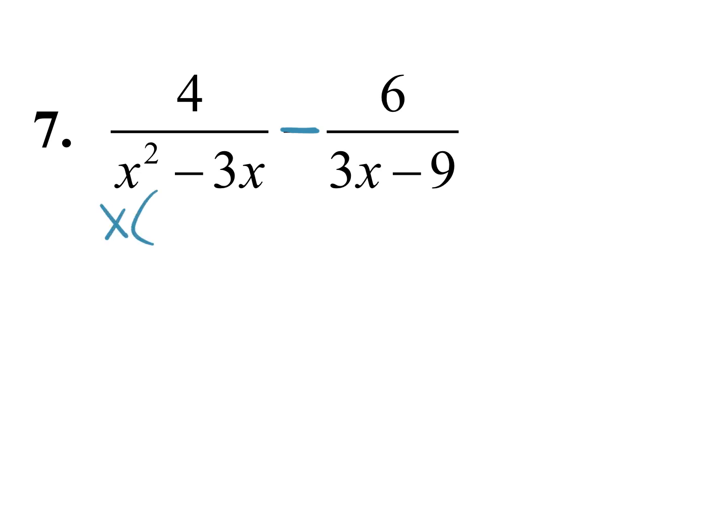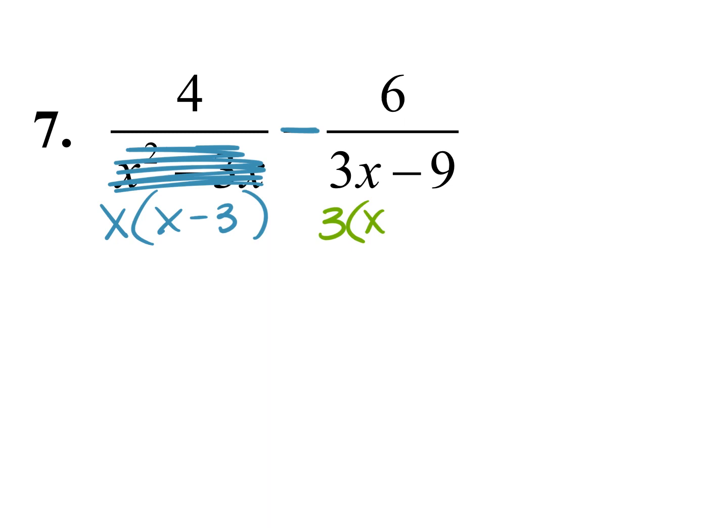Factor out an x. We're left with x minus 3. So that takes care of that guy. What about the right side? 3x minus 9. What can you do with that? Factor out a 3. You're left with x minus 3. Okay, so you're here. What is your common denominator going to be?